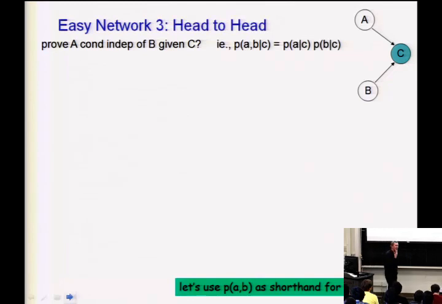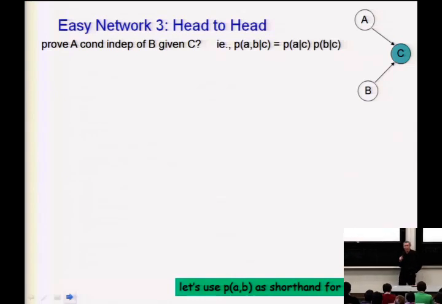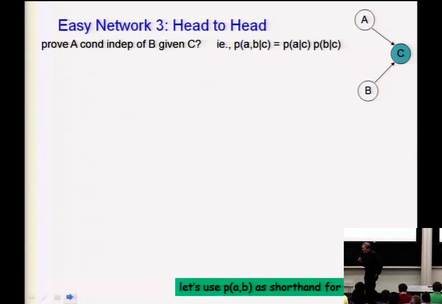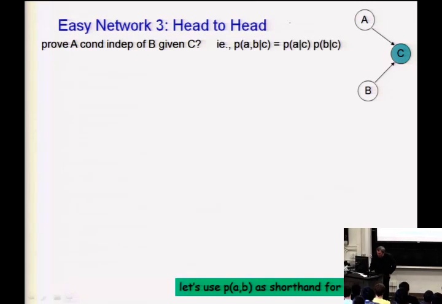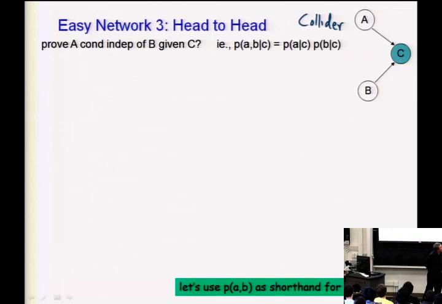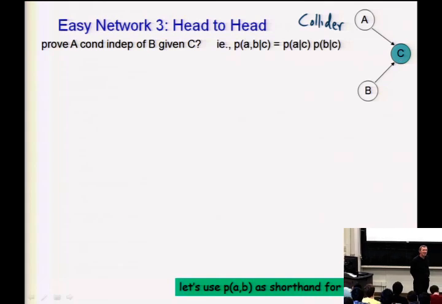Okay, here's a third one. I said there were three substructures involved in the definition of d-separation. Here's the third one. Some people call this the collider, because A and B both have arrows colliding at C. And what can we say here? Every node is conditionally independent of its non-descendants given its immediate parents.